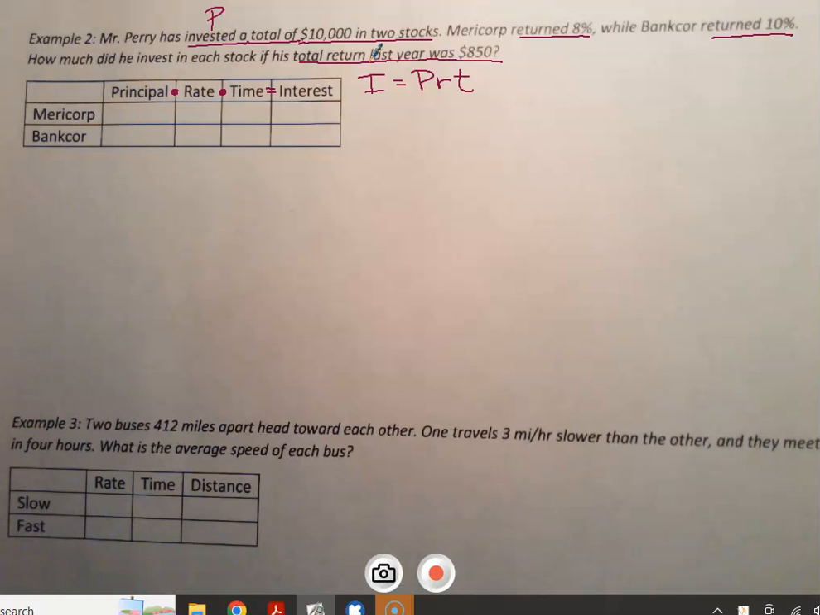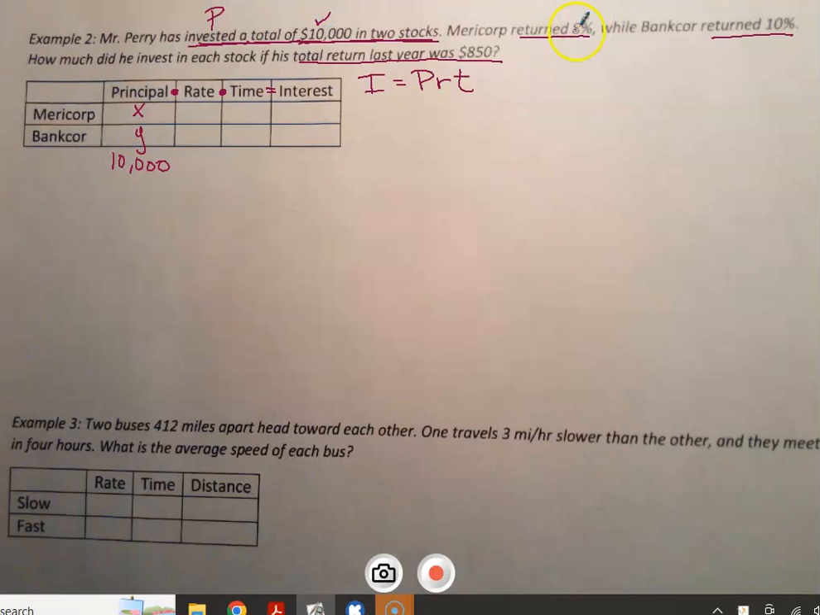Now the cool thing, now that we know how to use systems, is that we don't have to stay with one variable like we did earlier in the year when we were trying to solve these. We can actually use two variables now because we know how to deal with them. So he invested a total of $10,000 in two stocks. Well, we don't know how much he invested in each one, what principal. So one could be x and one can be y. But we do know that total it's 10,000. So I'm going to put that down there.